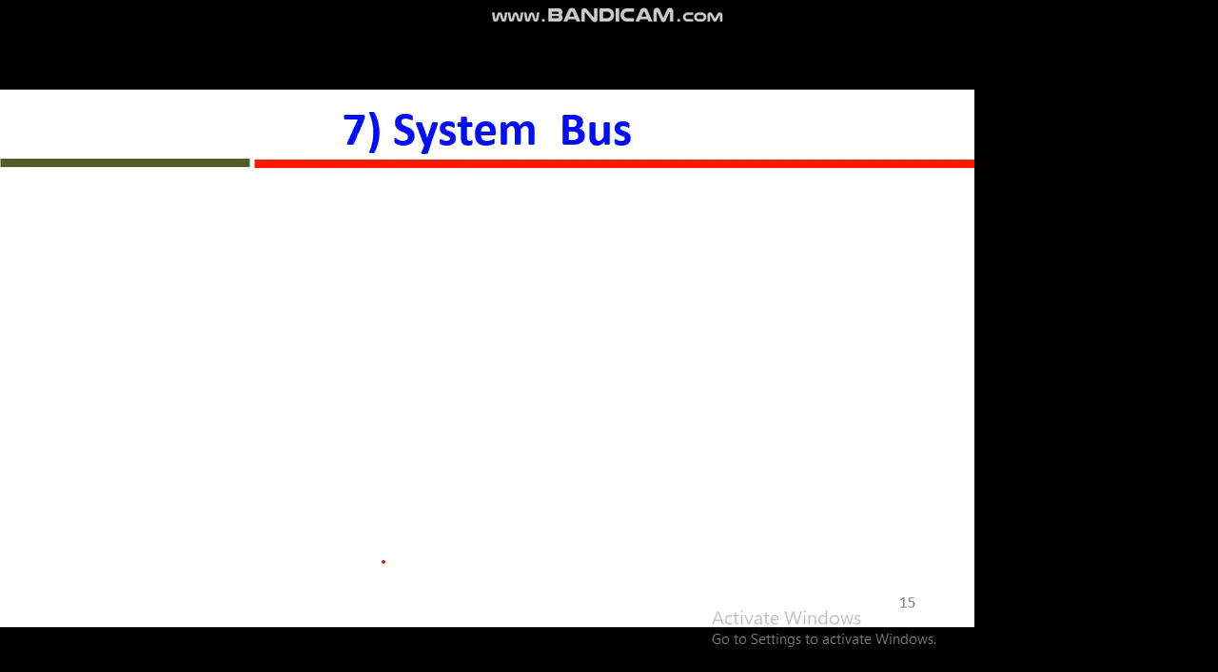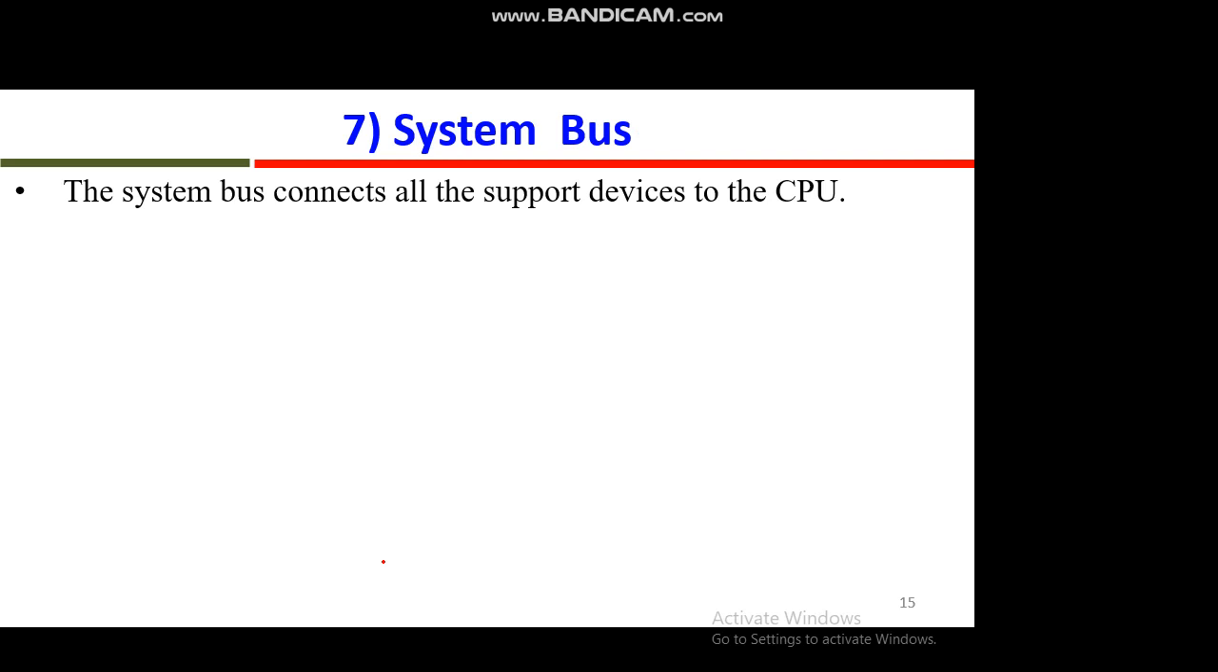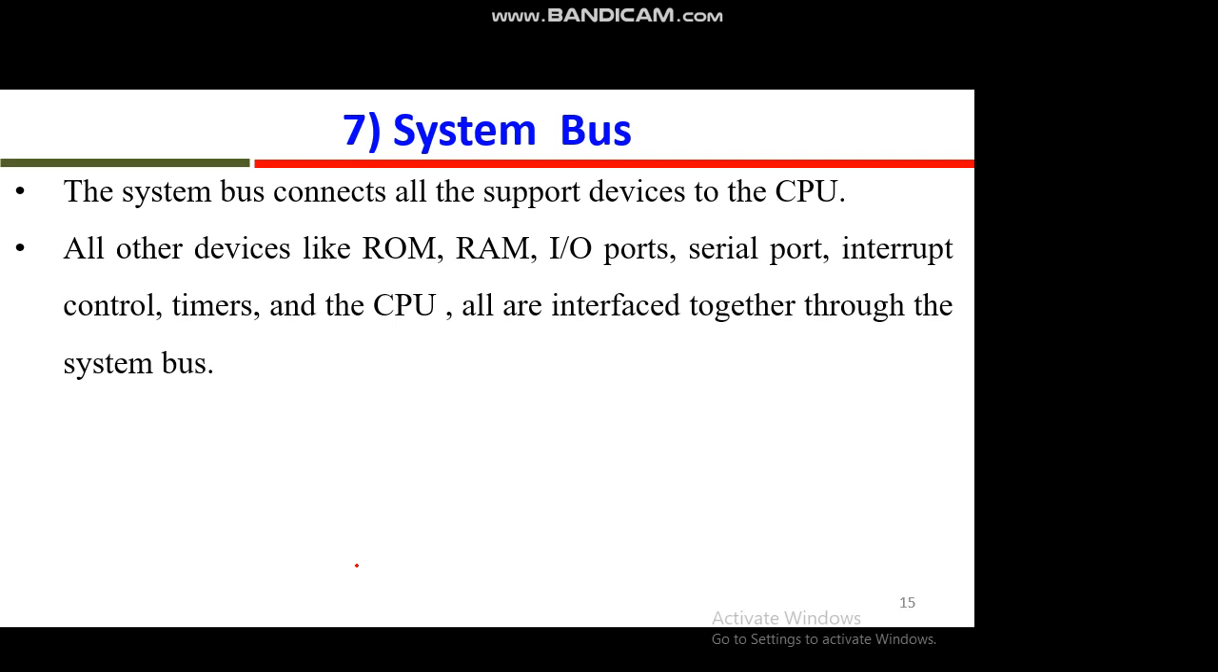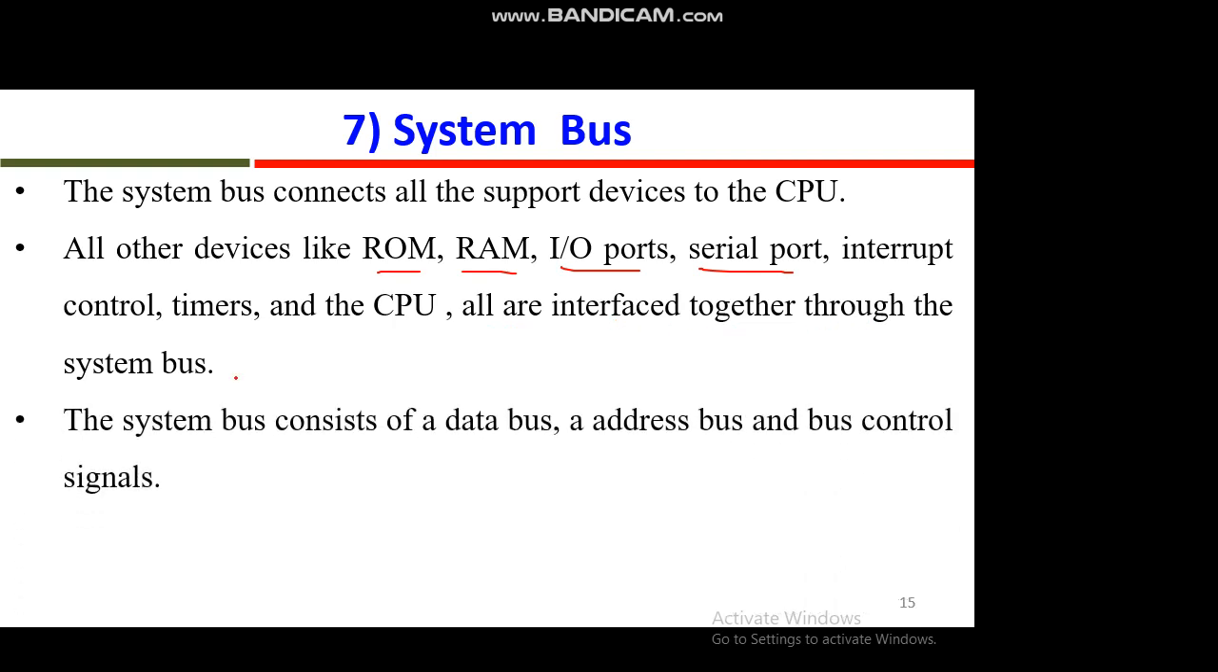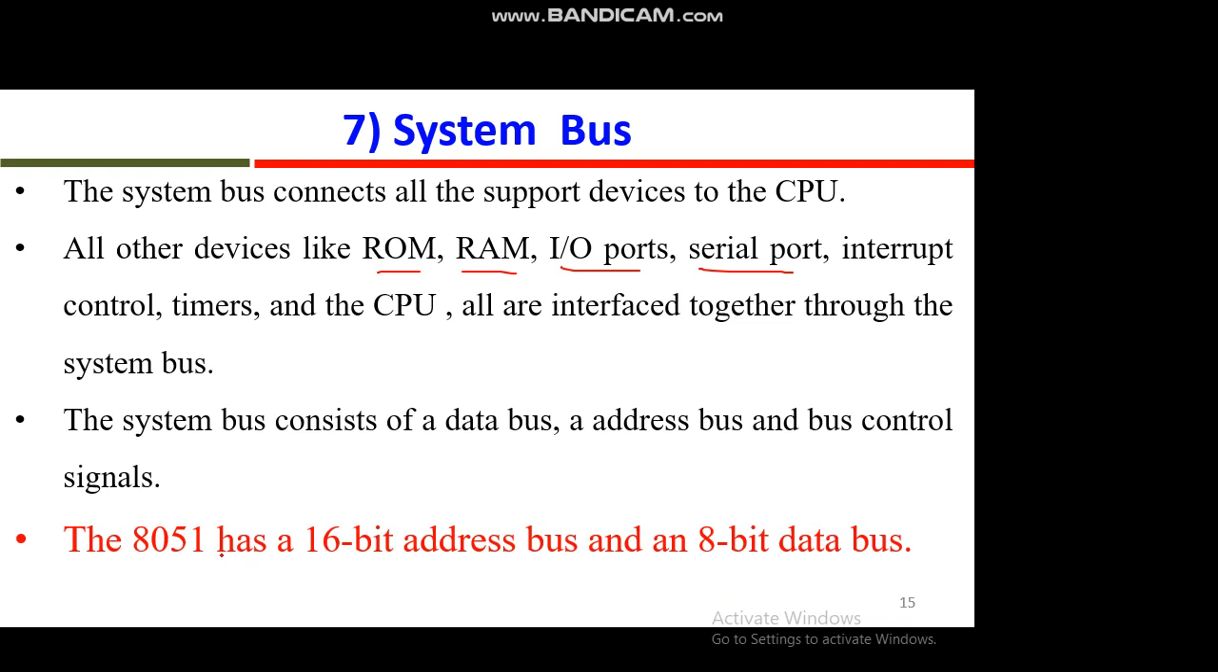The seventh block is the system bus. The system bus connects all the support devices to the CPU. All the devices like ROM, RAM, I/O ports, serial port, interrupt control, timer, and CPU are interfaced together through a system bus. This bus consists of a data bus, an address bus, and bus control signals. The 8051 has a 16-bit address bus and an 8-bit data bus.